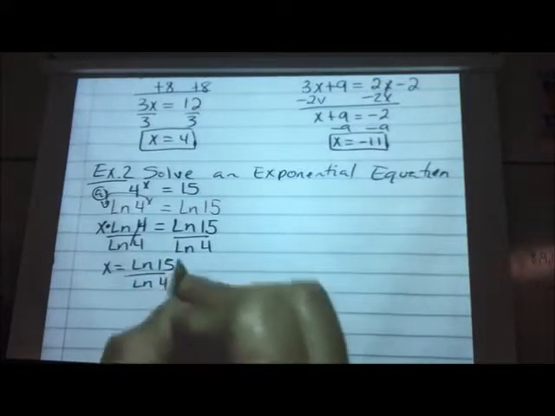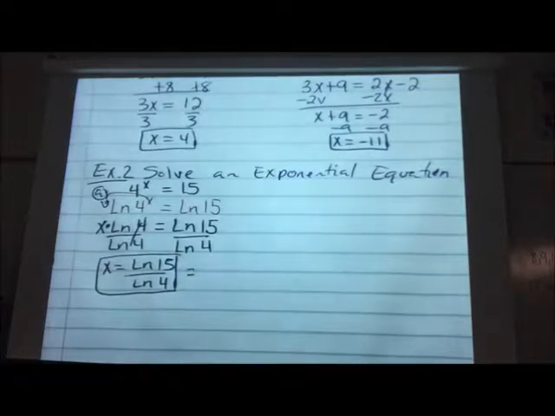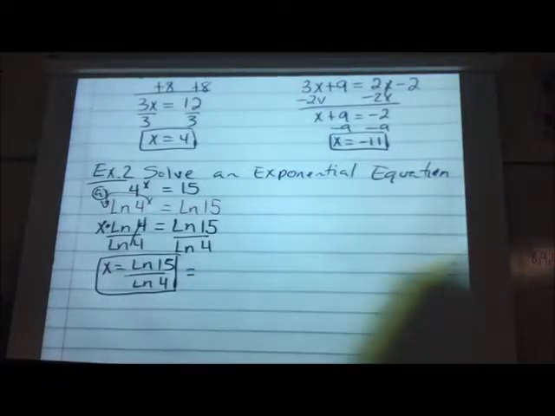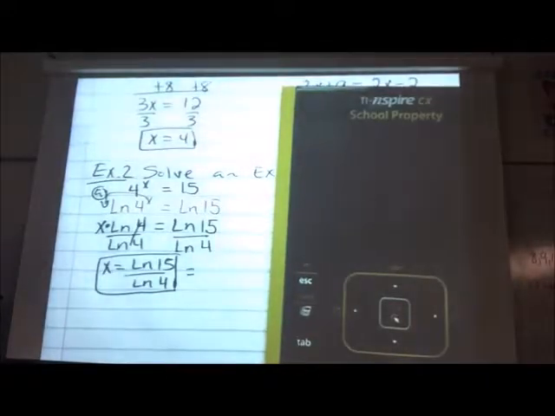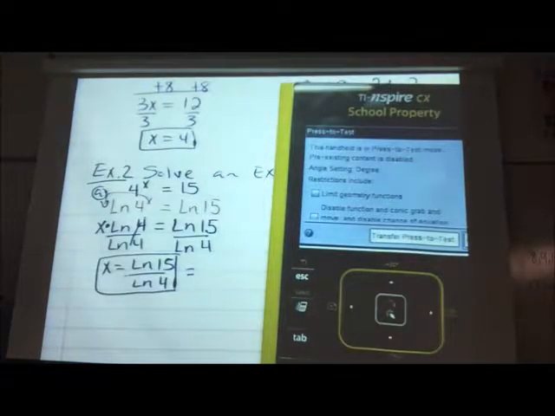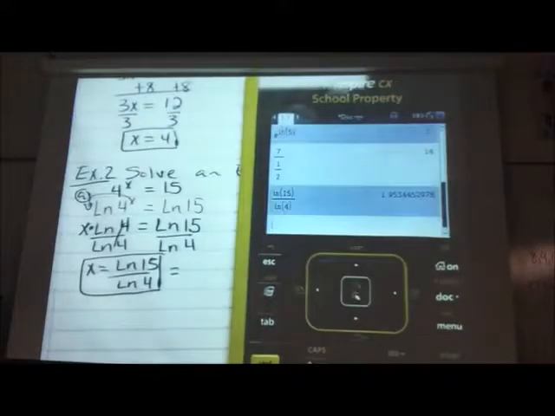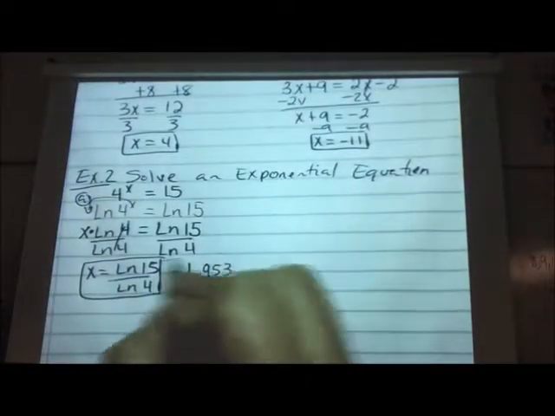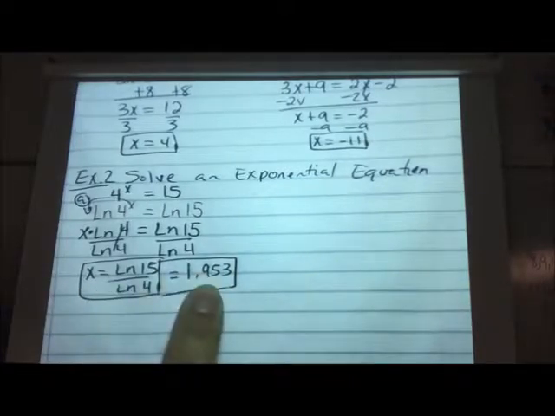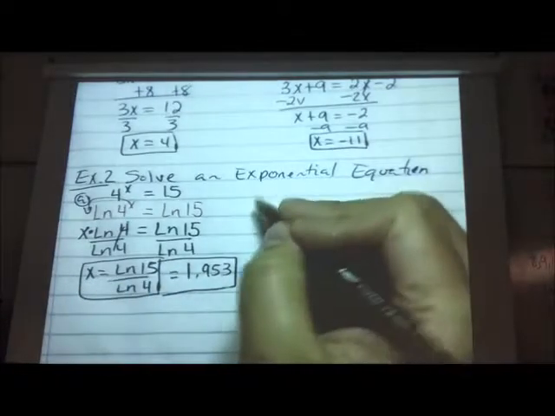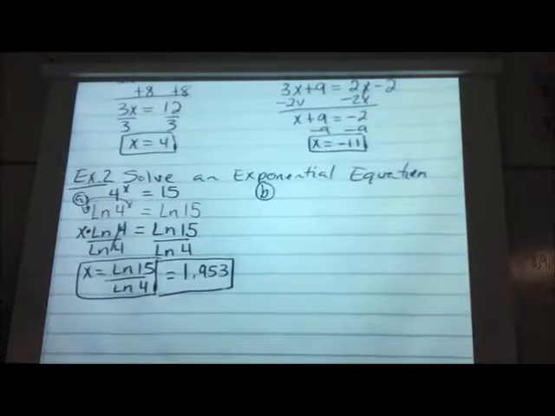Now, your answer may be like this, or it might be in decimal form. Depending on what your answer choices look like, that's what you're going to have to do. So, let's go ahead and plug it into the calculator. So, ln of 15 divided by ln of 4, and we're going to round to 3 decimal places. We press enter, 1.953. So, how do you know, Miss, if I'm going to just stop here or go there? Look at your answer choices. Do they go all the way to a decimal, or does it stop right before?